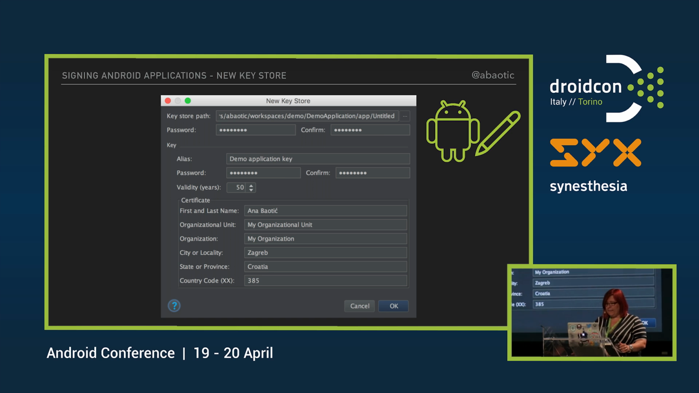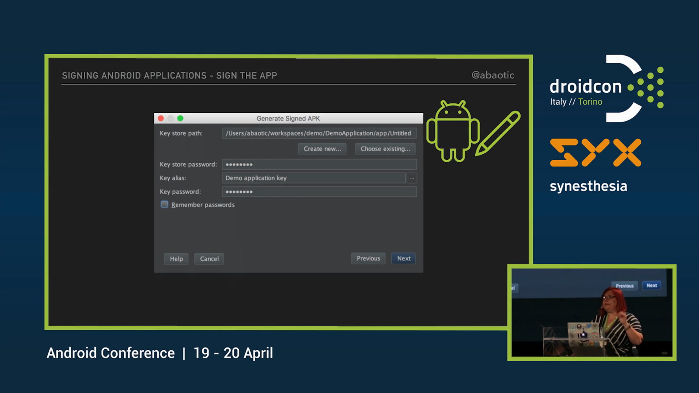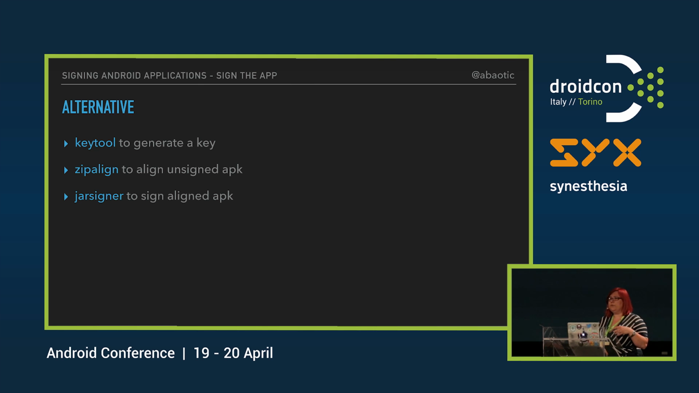Okay, so if you have the Keystore and you passed through that step before, all you need to do is decide which one you will use to sign your application. This part isn't particularly interesting. Now, if you don't want to do it like this, you also have the option to use the tools at your disposal, which are keytool, Zipalign, and Jarsigner.